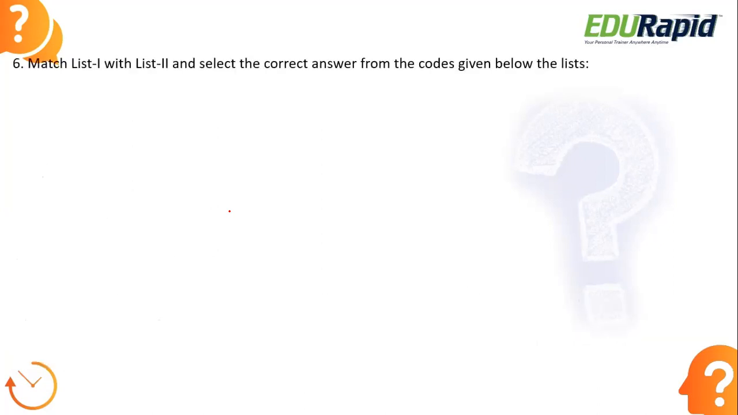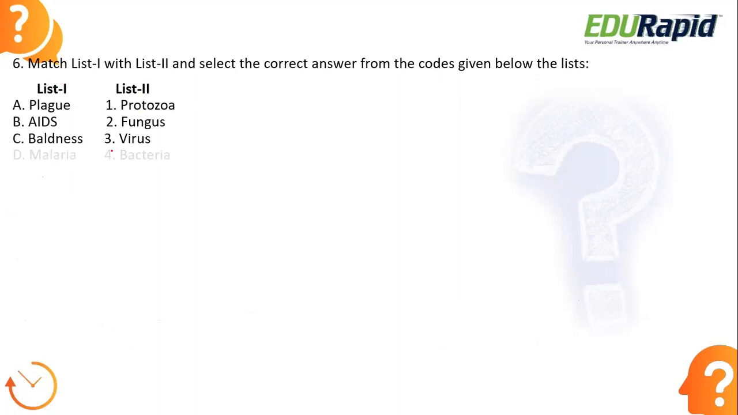Match list 1 with list 2 and select the correct answer from the codes given below the lists. Under list 1, we have plague, under list 2, protozoa. Under list 1, AIDS; under list 2, fungus. Under list 1, baldness. Here we have virus, malaria, and here bacteria. The codes: option A, 1, 2, 3, 4. Option B, 2, 3, 4, 1. Option C, 3, 4, 1, 2. And option D, 4, 3, 2, 1.